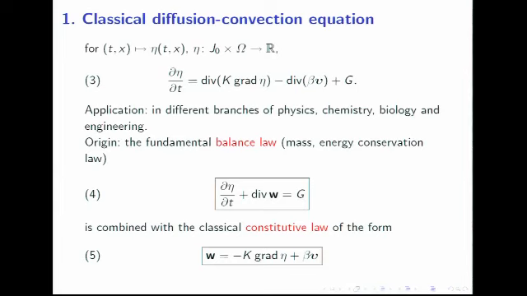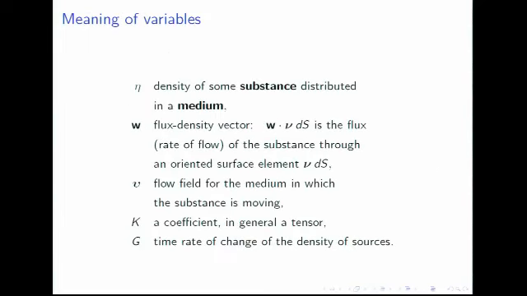This equation stems from two laws: the fundamental balance law, the mass energy conservation law, d eta by dt plus divergence w is equal to g, which is combined with the classical constitutive law of the form w is equal to minus k gradient eta plus beta v. Eta is the density of some substance distributed in a medium, mass energy in a medium.